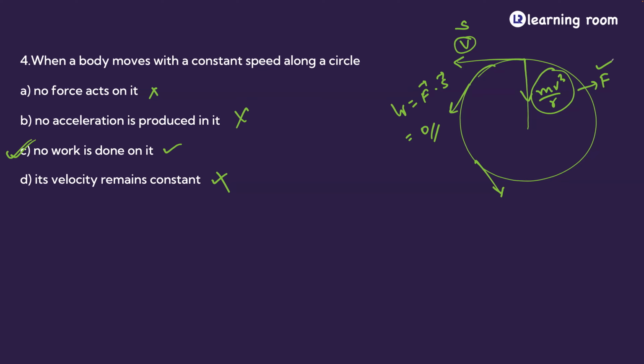Okay, this point you can just make a note of. Whenever there is a particle rotating with a constant speed, in what kind of a path? Whenever a particle is rotating with a constant speed in a circular path, work done on the particle is zero.